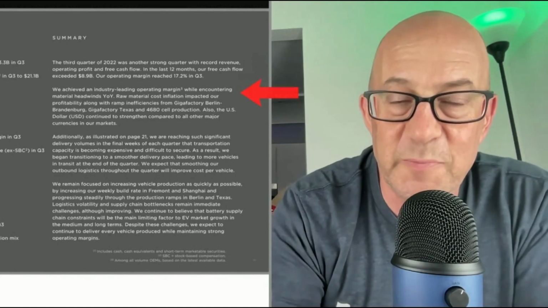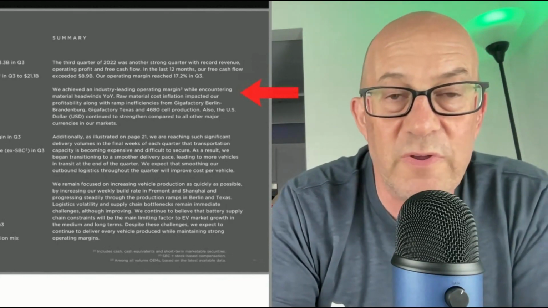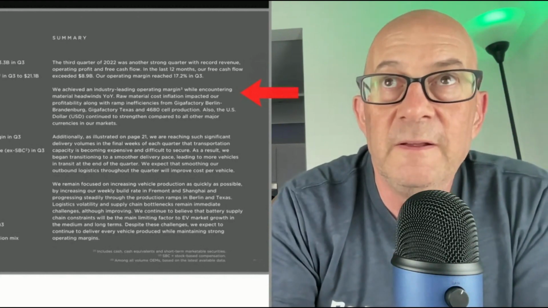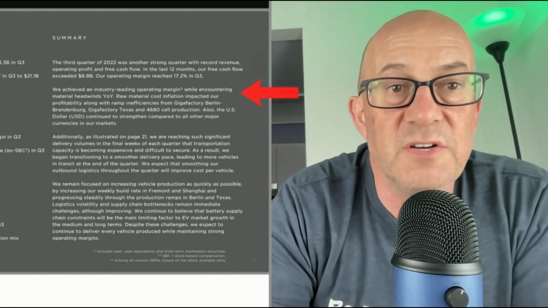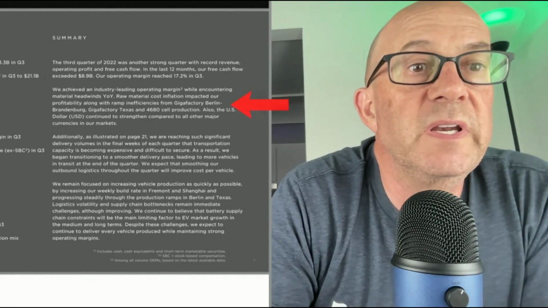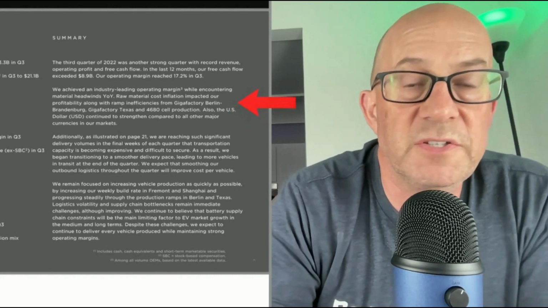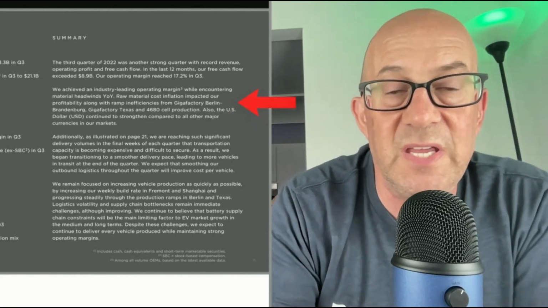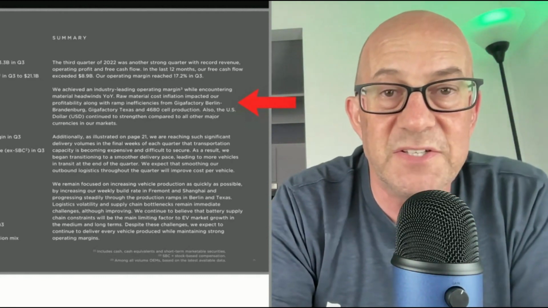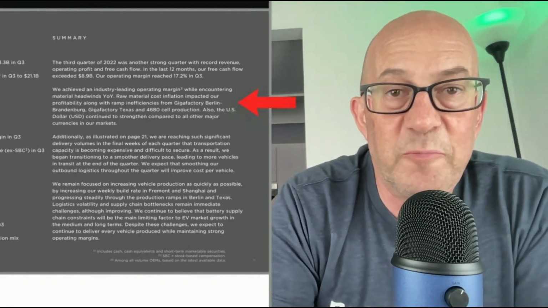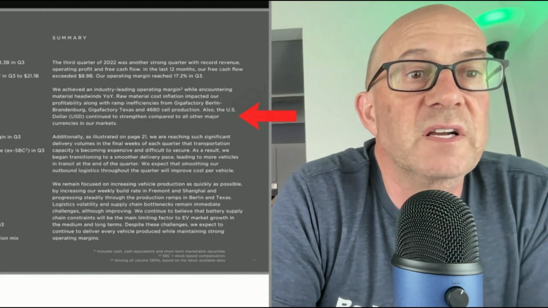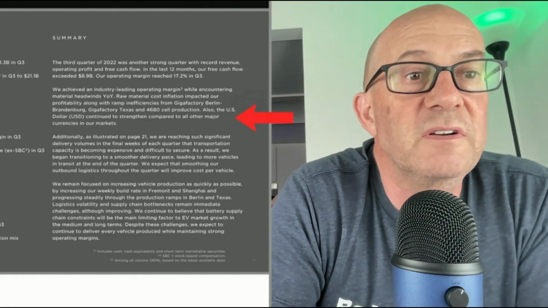Like the materials come in, you produce the vehicle, you sell it. That takes more than a quarter, might take more than 2 quarters. And so there's a lag between when costs start coming down and when they start showing up in the reports. Along with ramp inefficiencies from Giga Berlin and Giga Texas and 4680 cell production, those have all ramped significantly. So the inefficiencies are less. There are still inefficiencies. There's still amortization over a smaller number of product. So that should improve. Also, the US dollar continued to strengthen compared to all other major currencies in our markets.